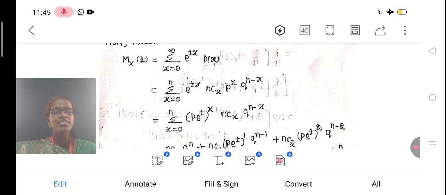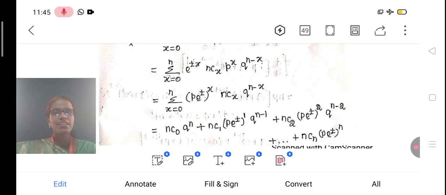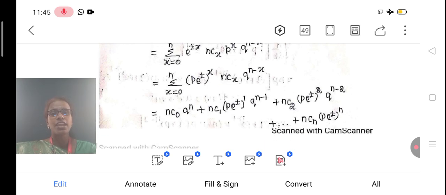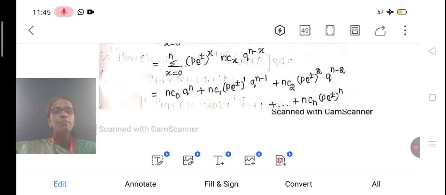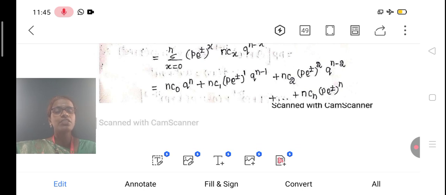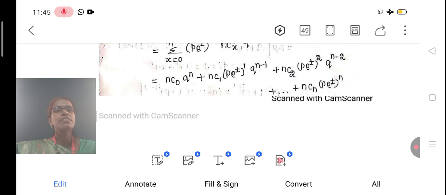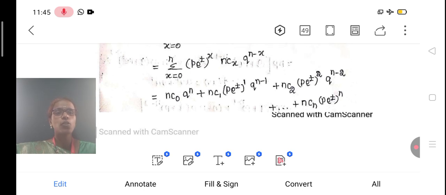You can take nCx outside and combine the common power x, which is (p e^t)^x, then q^(n-x), with x from 0 to n. Now replace the values of x from 0 till n. First replace x as 0: nC0 (p e^t)^0 q^(n-0), plus x as 1: nC1 (p e^t)^1 q^(n-1), then x as 2: nC2 (p e^t)^2 q^(n-2), plus and so on, up to nCn (p e^t)^n.